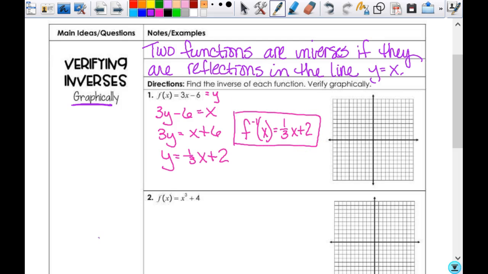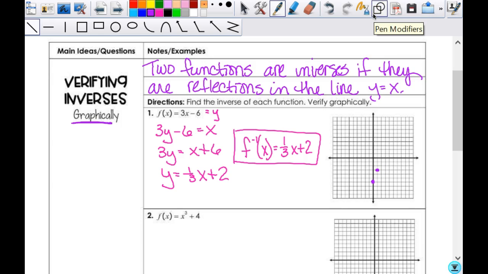Now I have to verify them graphically, which means I need to graph the first one. Well, this graphs as a what? Linear. So it's going to be a line. So they're pretty easy to graph, right? I can go to my y-intercept, which is -6. Make a point. My slope is what? 3. So I go up 3 and over 1. Then you use a straight edge. Your ID, just plop it up there on the table. Makes a great straight edge. And draw that line in, like so.